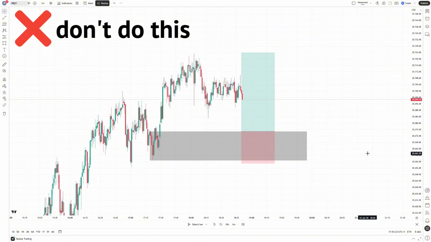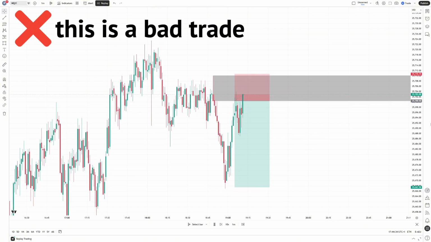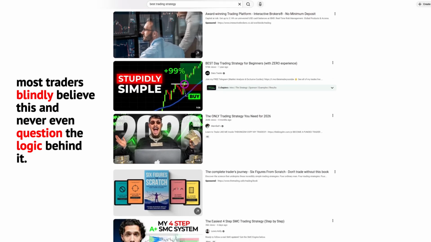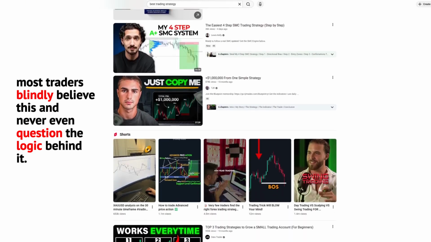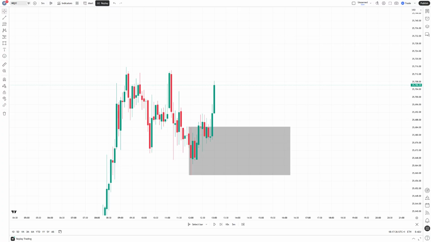Now obviously, this doesn't mean that every stop loss should just be wider, and it doesn't mean that every trade you lost in the past was actually a good trade. The point is something much more specific. Most traders never question the logic behind their stop loss. They just assume that if they put it under a pattern like an order block, a fair value gap, liquidity, then price will just simply respect it.